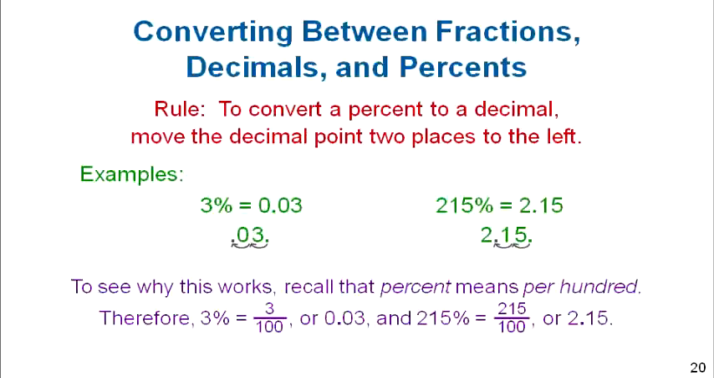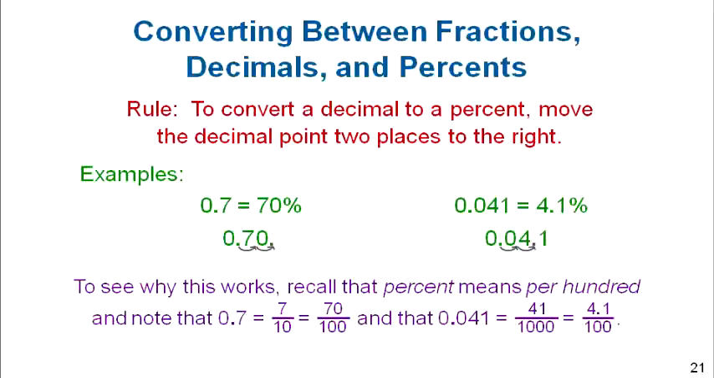Now, let's talk about converting fractions and decimals to percents and vice versa. To convert a percent to a decimal, you can move the decimal point 2 places to the left. So, for instance, I can say that 3% is equivalent to 0.03, and I can say that 215% is equivalent to 2.15. To see why this rule works, recall that percent means per hundred. This means that 3% is equal to 3 hundredths, which, of course, is equal to 0.03, and 215% is equal to 215 hundredths, which, of course, is equal to 2.15.